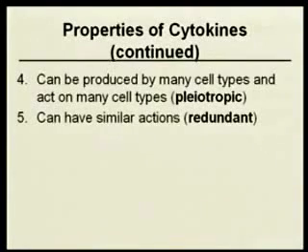Another important point is they can have similar action. They're very redundant. So one cytokine, for example, IL-1 or IL-2, may be able to have the same type of interaction or same type of response as another cytokine. This is important because if you have some type of disorder where one of the cytokines is knocked out, you won't lose that particular immune response.